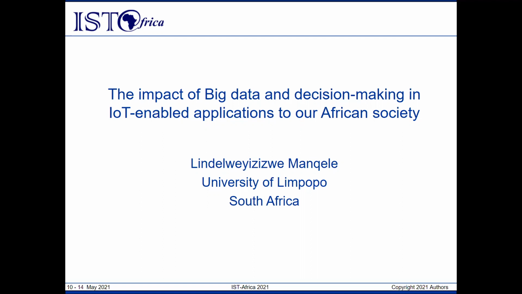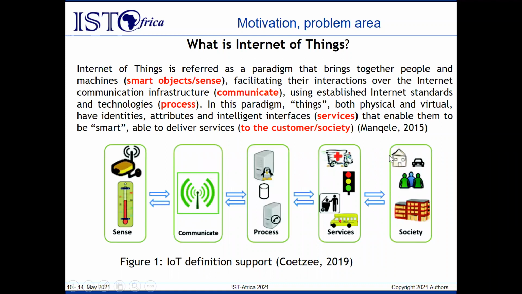My talk today will be about the impact of big data and decision-making in IoT applications, especially in the context of Africa. So we're gonna use this diagram that was designed by Coetzee in 2019 to illustrate the whole context of my talk. So you're gonna see this diagram more often.